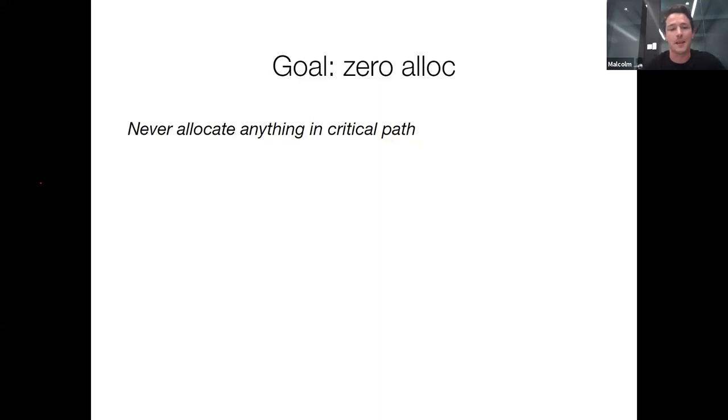So if allocating is slow and we want to avoid the garbage collector, what do we do? Well, we can just never allocate anything. That's the rough idea, at least not in the critical path. So in this path where the speed is most critical and needs to be most consistent, we avoid allocations. How do we do that? Well, in general, you can prefer using immediates over boxed values. So instead of allocating a struct or a record, you could use just some integers, right?